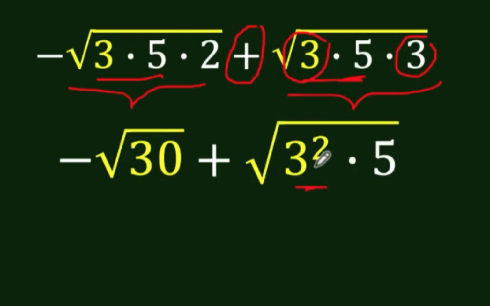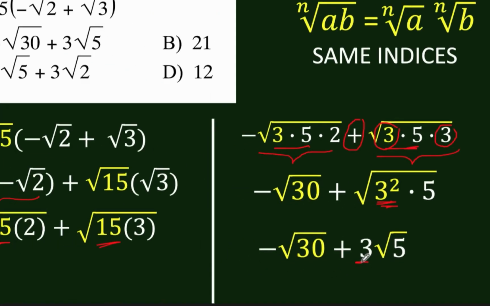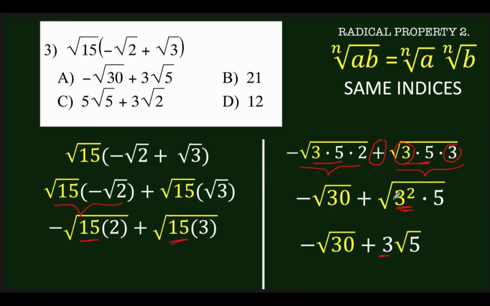So this, we can still simplify. The square root of 3 squared is 3. So it becomes 3 square root of 5 in the end. The square root of 3 squared is the 3 that is now outside, because it becomes a perfect nth factor. Then there is nothing more to simplify here, so that is our answer, and that is letter A.